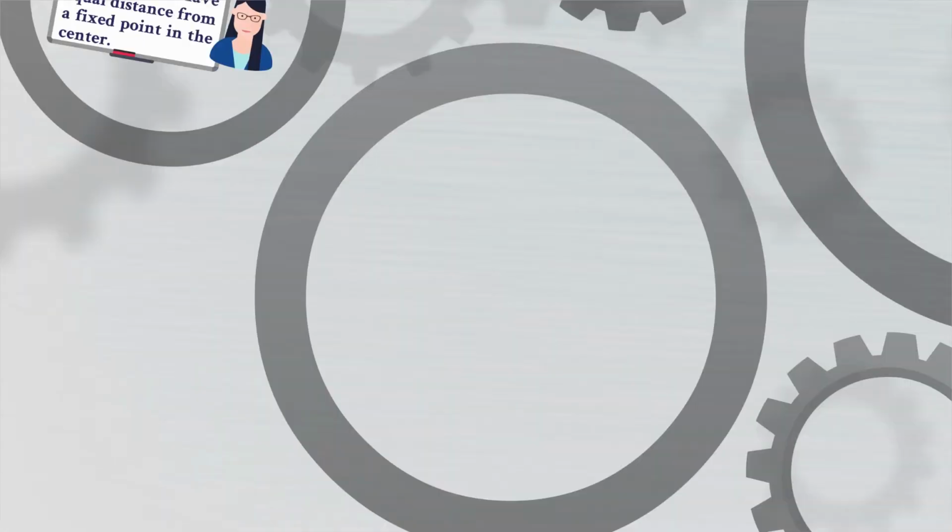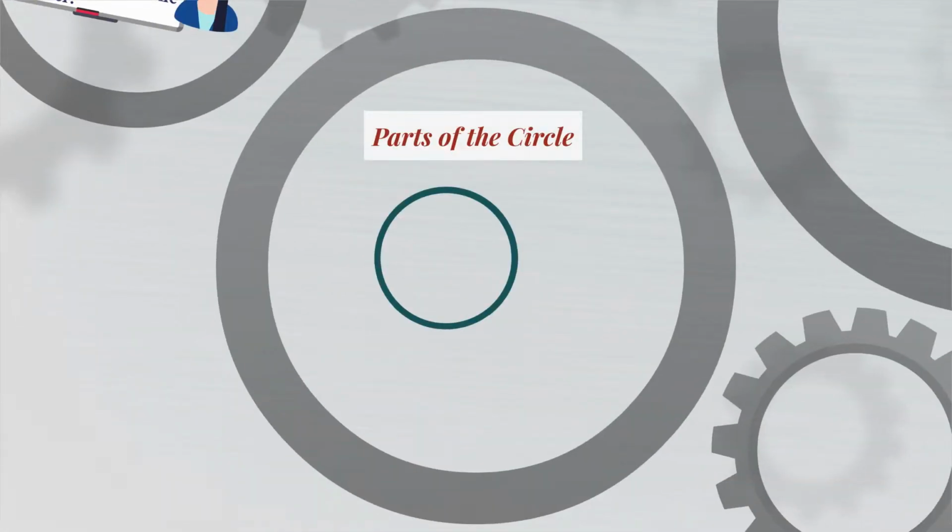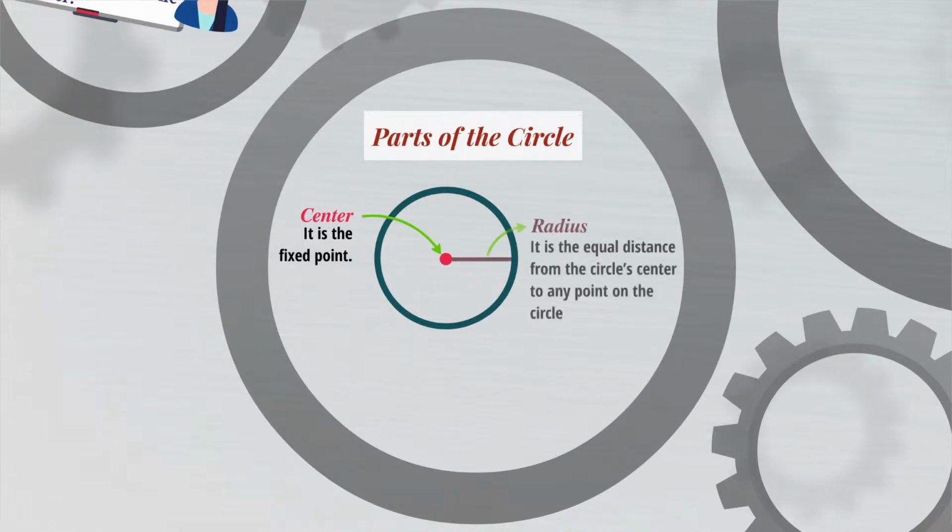Let's dig a little deeper and analyze the parts of a circle. We need to know these parts in order to solve for the circumference of a circle. First, we have the center. It's simply the fixed point we were talking about earlier. Then we have the radius. It is the equal distance from the circle's center to any point on the circle's circumference.